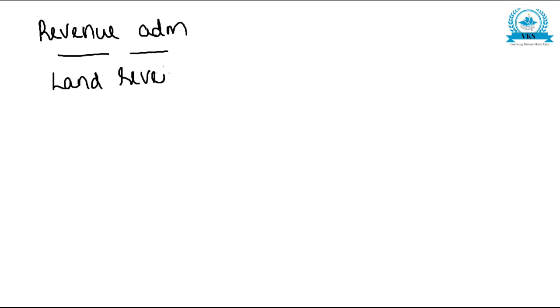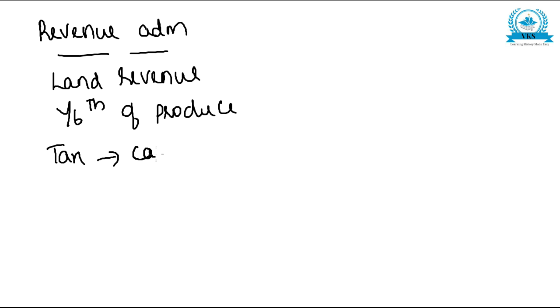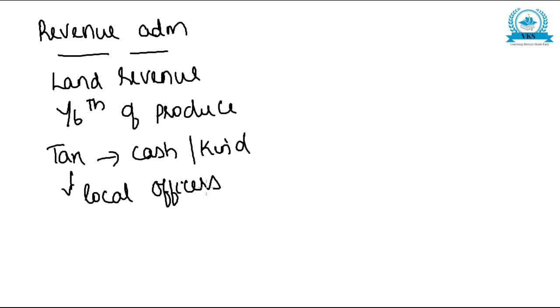So next we will move on to the revenue administration. The main source of income was land revenue, and the land revenue was 1/6 of the produce, fixed as tax. The tax was collected both in cash as well as in kind, and it was collected by local officers.